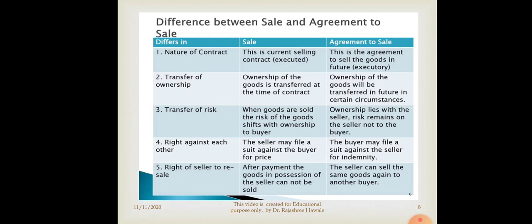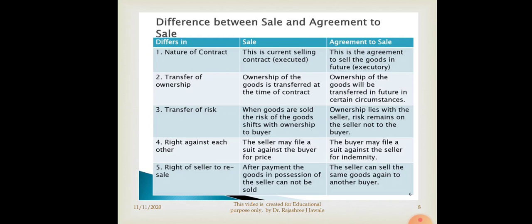The seller can go to the court and file a case against the buyer, and he can ask the court for proper remedy. He may ask for the injunction or declaration or specific performance. These are the remedies which are available under the law. And in case of agreement to sale, the buyer may file a suit against the seller for indemnity. So even in some cases in agreement to sale, the buyer may file a suit against the seller for indemnity. So this is very important.